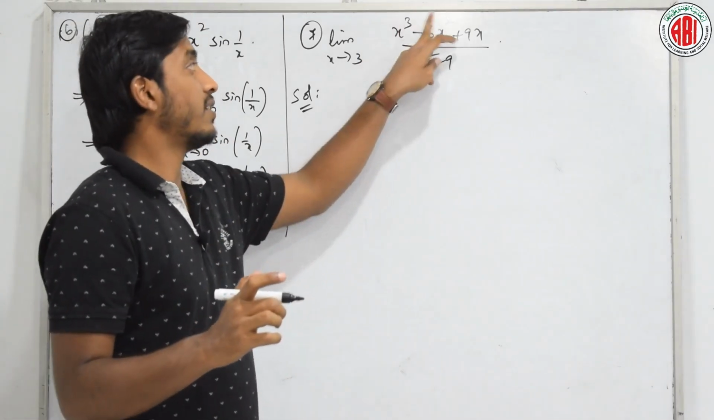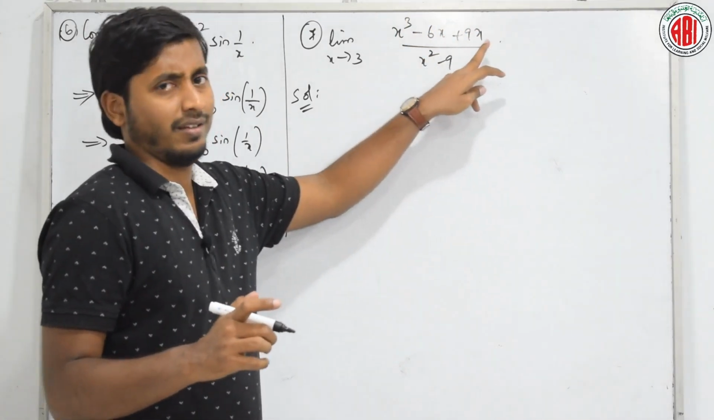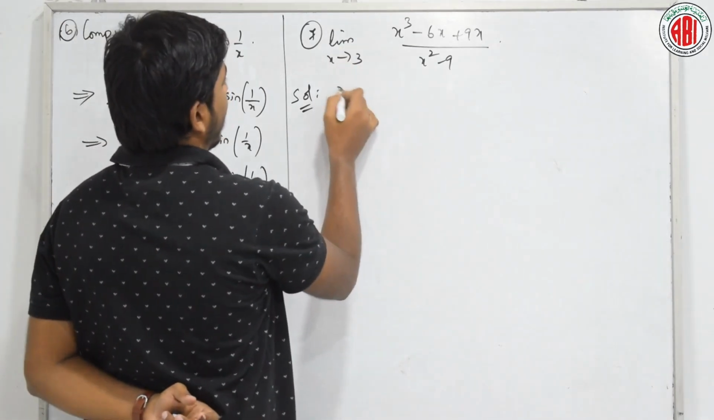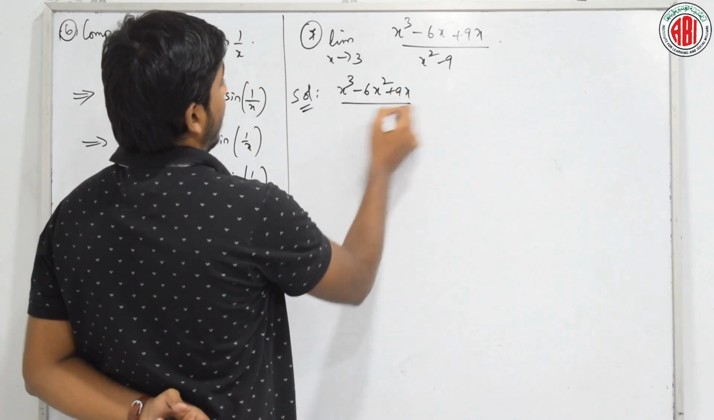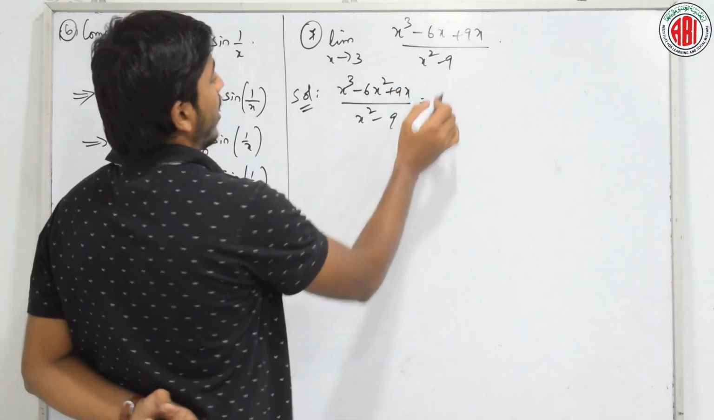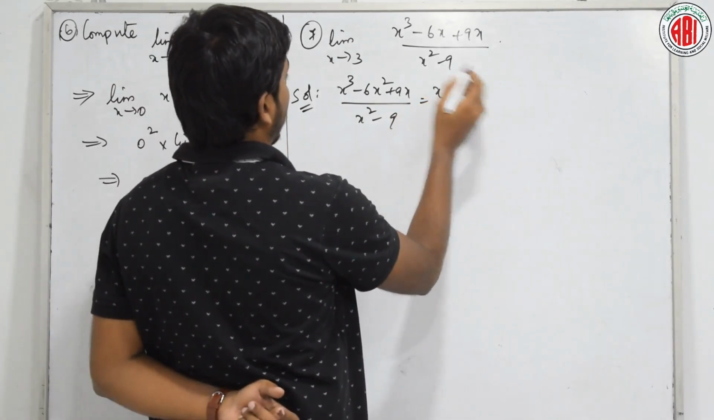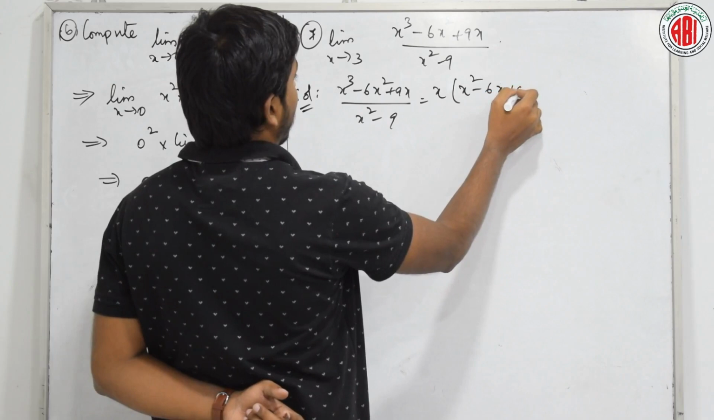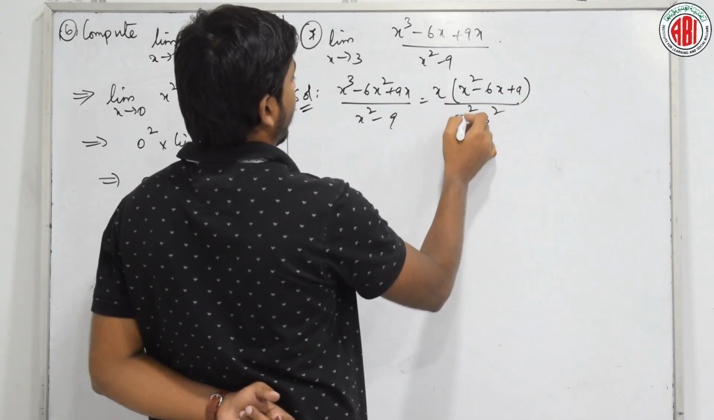Here everything is in cube, square and 9x. Can I take x common here? Yes, right. Let us directly first simplify this. That is (x cube minus 6x square plus 9x) by (x square minus 9). How do we simplify the first step? Let us take x common in the numerator. It becomes x square minus 6x plus 9. In the denominator, x square minus 3 square.